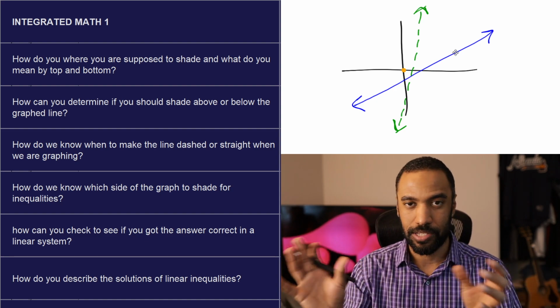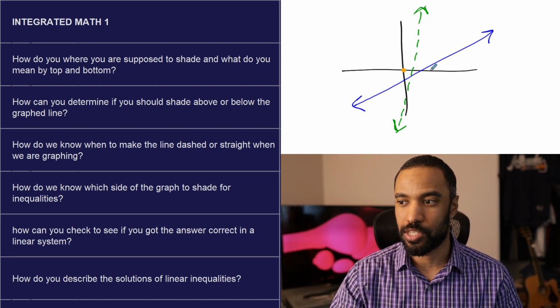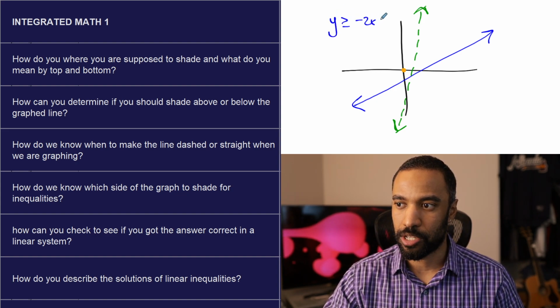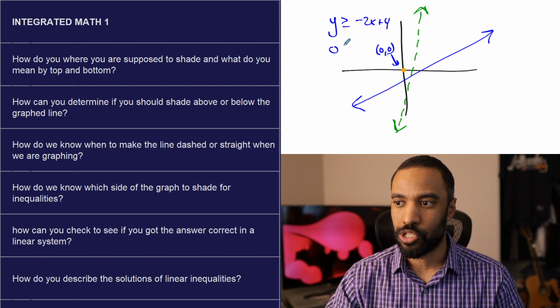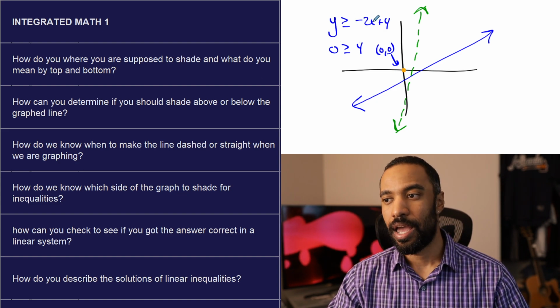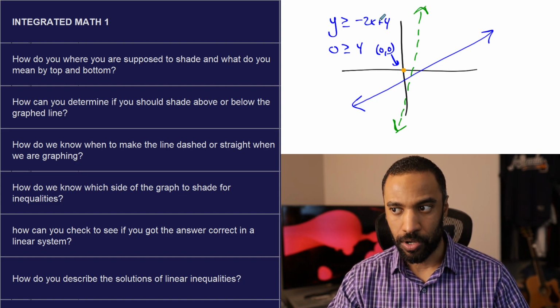Just if there are constants, like, this isn't for either graph here, but earlier I said y is greater than or equal to negative 2x plus 4. If I substitute 0, 0 into here, I get 0 is greater than or equal to 4. I know this because y turns into 0, x turns into 0, negative 2 times 0 is 0, plus 4 is 4.